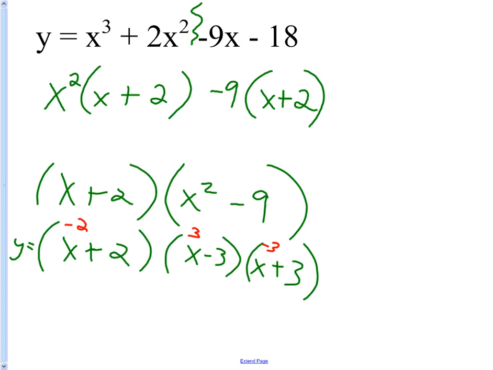And so, am I supposed to have 3 roots? Yeah, because if I look there, it tells me I'm going to have degree 3, so it has to have 3 roots. It all comes together.